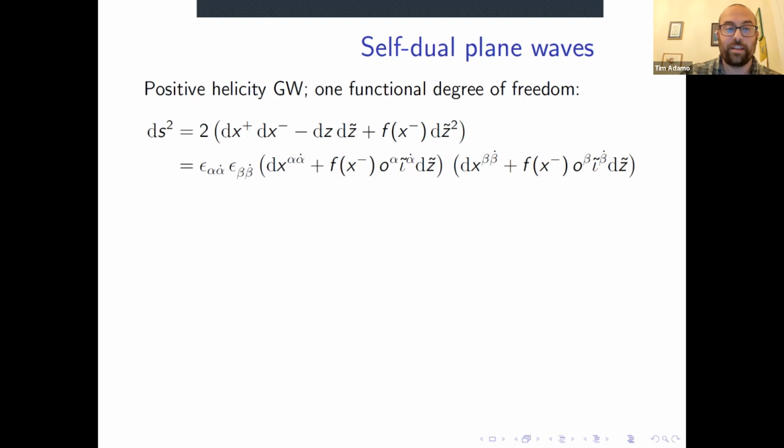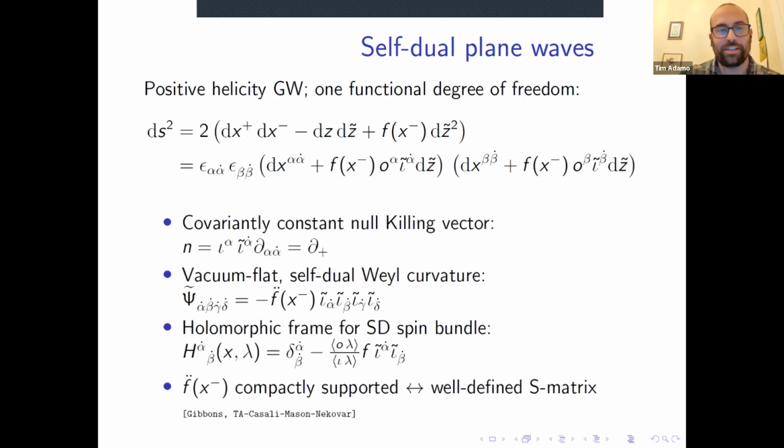Okay, so these are the spacetimes we want to consider scattering on. And okay, they have lots of nice properties. They have a covariantly constant null Killing vector, which is just the vector iota twiddle. So it's null, so in particular, it can be decomposed in spinors. They're vacuum flat, so their Ricci tensor vanishes, and half of their Weyl curvature vanishes. So the only non-trivial part of the Weyl curvature tensor is the self-dual part, and this is proportional to 2 derivatives of this free function f, and then kind of points, if you like, strictly in the iota twiddle direction.